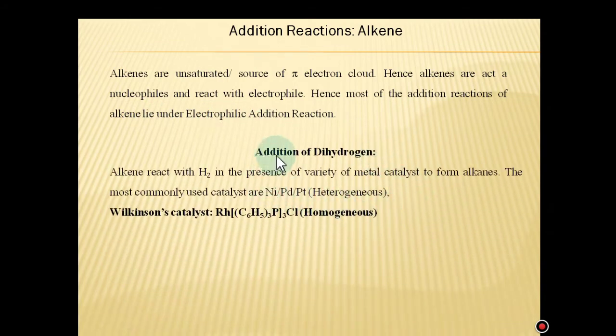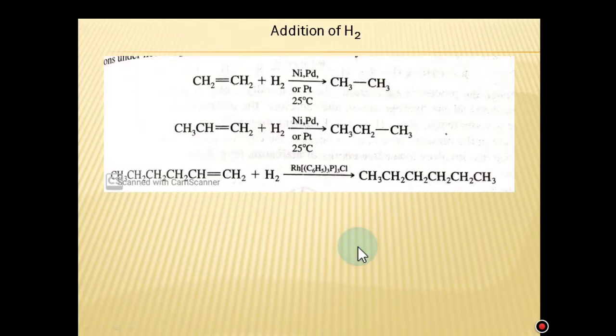The first very common example is addition of dihydrogen. Alkenes react with hydrogen in the presence of a variety of metal catalysts to form alkanes. The most commonly used catalysts are nickel, palladium or platinum. These are considered as heterogeneous catalysts, and nowadays we are also using the Wilkinson catalyst, which is a homogeneous catalyst. Wilkinson catalyst is a complex compound of rhodium. Its IUPAC name is tris(triphenylphosphine)rhodium(I) chloride.